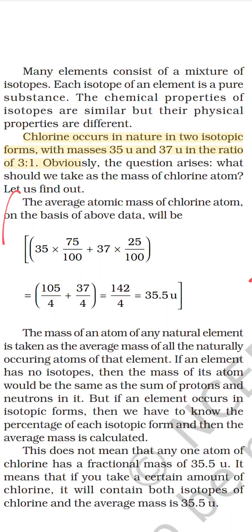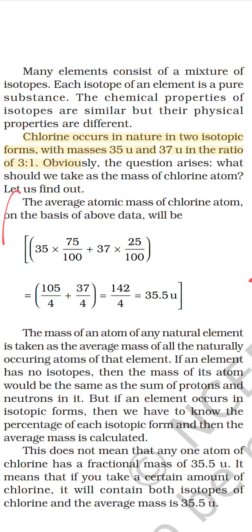Of course, the average atomic mass of a chlorine atom on the basis of the above data will be 35 × 75/100 + 37 × 25/100 = 105/4 + 37/4 = 142/4 = 35.5 u.